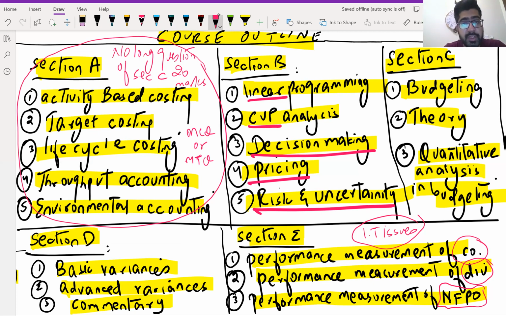When you do the revision kit or see the past papers, you might find one long question of 20 marks, but don't worry, that is what happened in the past. As per the latest updates of the syllabus, section A, all 5 topics cannot come in a long question of 20 marks. Either they will be tested in MCQ or they will be tested in MTQ, multitask question.